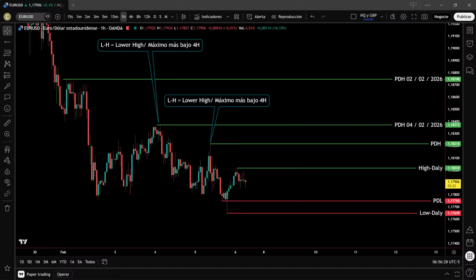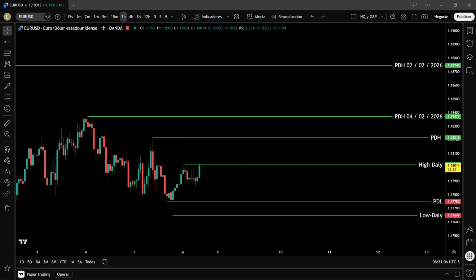As precision traders, our task is to monitor whether the high daily is respected as resistance or if, conversely, the low daily is pierced to seek the external liquidity we have been tracking on higher timeframes. We remain on the 1-hour timeframe, closely monitoring the moments leading up to the New York session open.